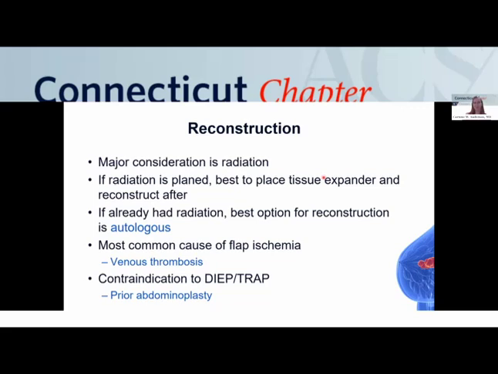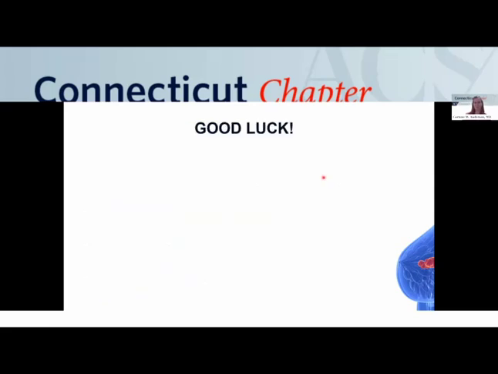If your patient has already had radiation, like someone who had breast conserving therapy and radiation and now has a recurrence, the best option for reconstruction is autologous, because radiation really changes that tissue forever. The healing is always going to be impaired, so putting a foreign body in can be very difficult. The most common cause of flap ischemia is venous thrombosis. It's not arterial clotting. And the only true contraindication to a DIEP or TRAM flap, which is our most common site of tissue procurement for autologous reconstruction, is prior abdominoplasty.